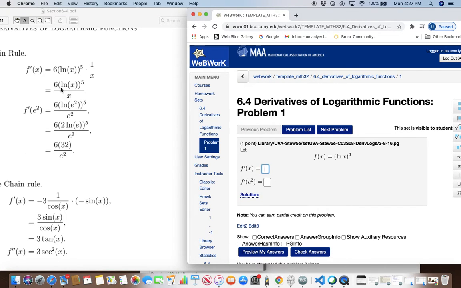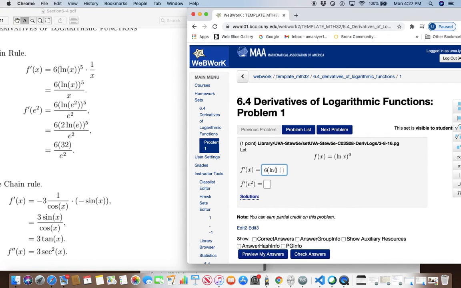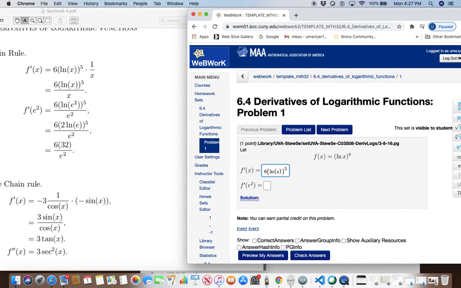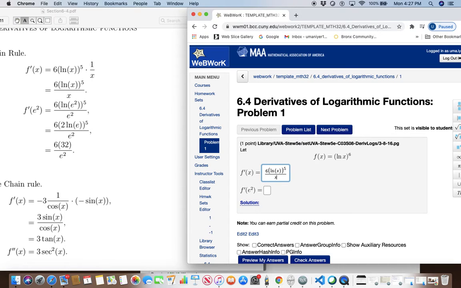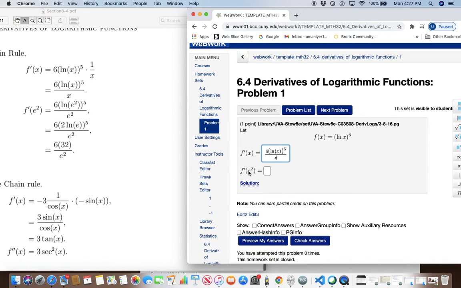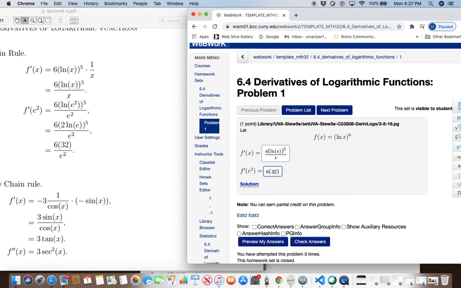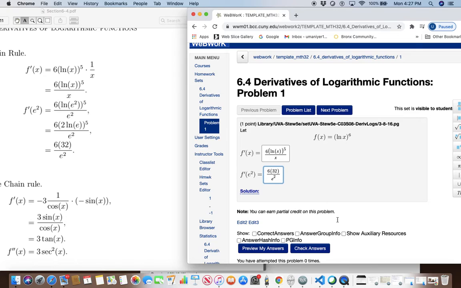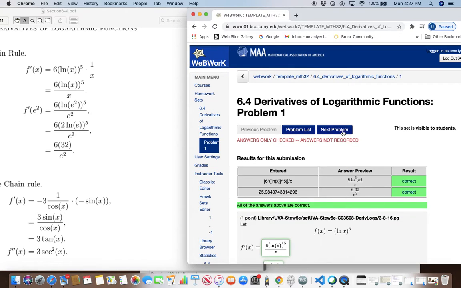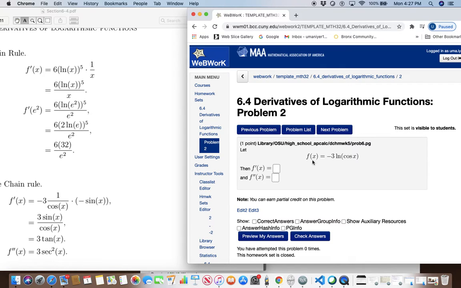So first, the derivative: I have a numerator and a denominator. 6 times (natural log x) to the power 5, divided by x. That is the derivative. What about the evaluation of the derivative at e squared? You have 6 times 32, the entire thing divided by e to the power 2. Let's check. Correct.